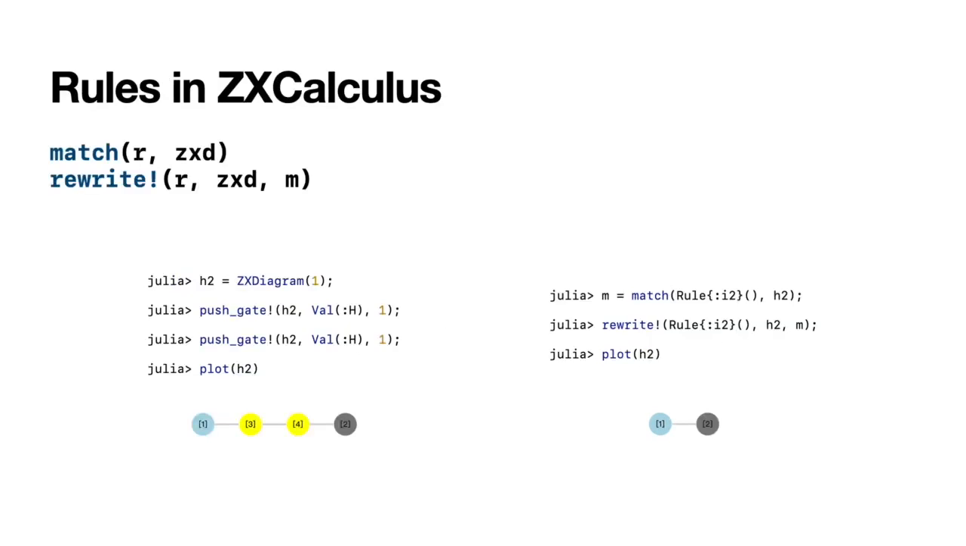To use rules in the ZX calculus, we can use the match and rewrite function. In this example, we will show how to get the simple identity that 2 Hadamard gates equal an identity. We first create a ZX diagram with 2 Hadamard gates by using the push_gate function. On the right, we first match the I2 rule, then apply this rule on all matched subgraphs. Finally, we get the identity.